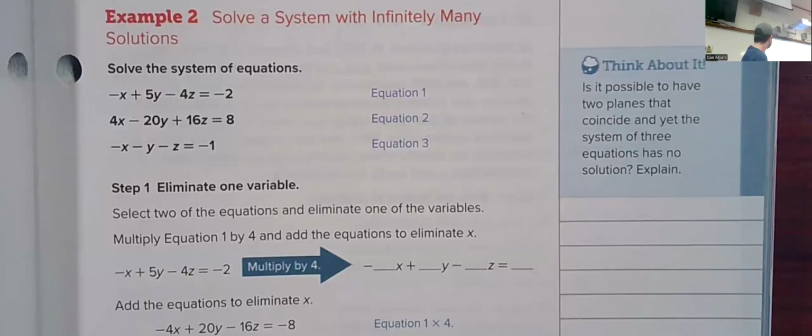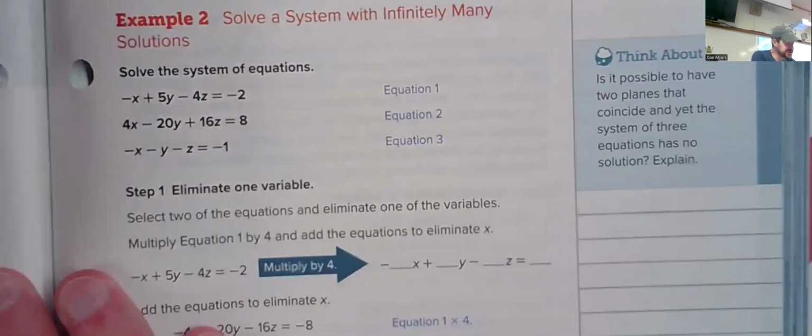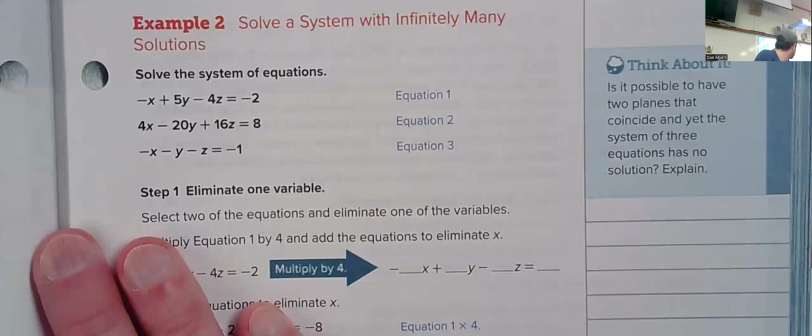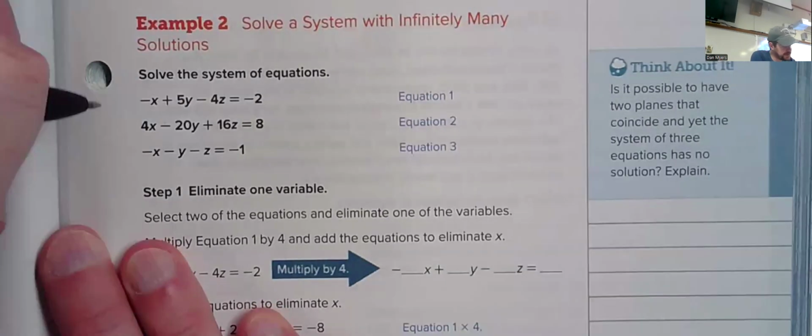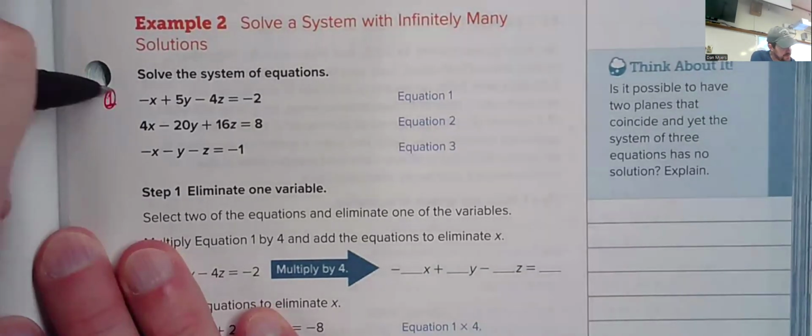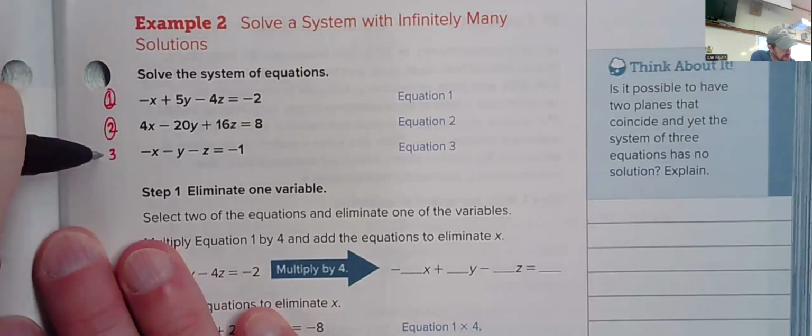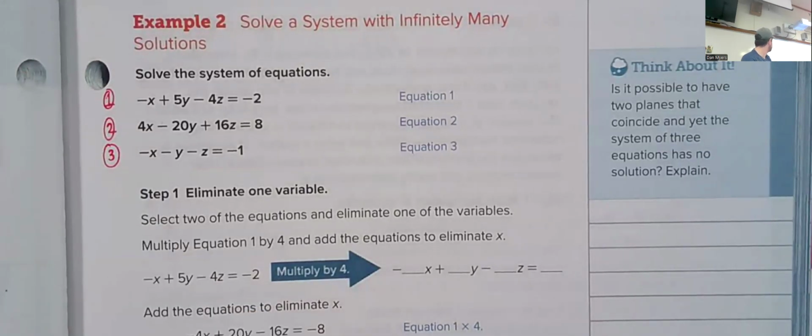and start working through it. So we have equations 1, 2, and 3, and usually, like we did yesterday on our regular paper, we labeled. They're already labeled for us. I'm just going to go ahead and label it like I would on a piece of paper. So there's equation 1, there's equation 2, there's equation 3.